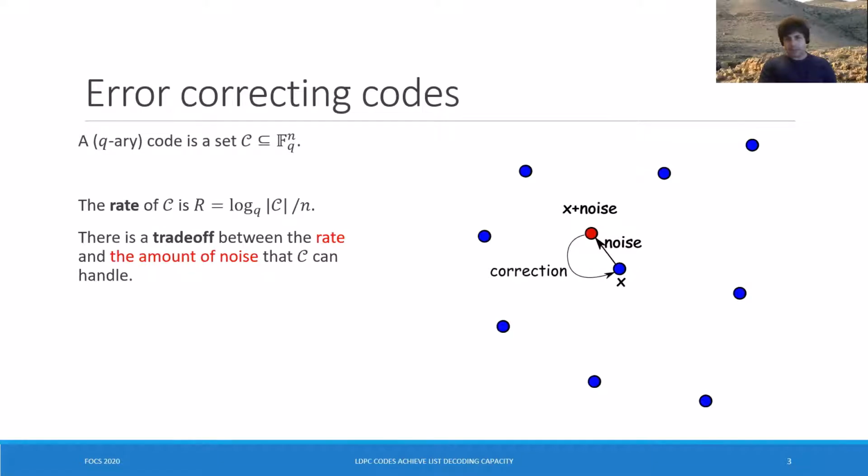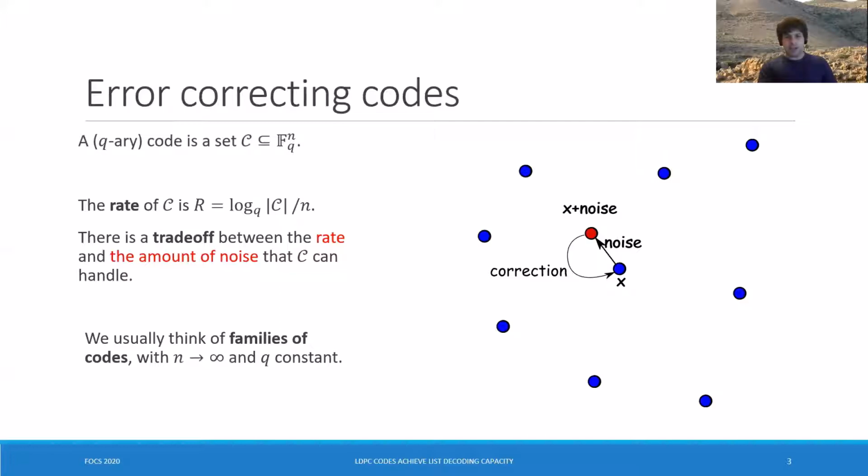The rate of the code is log of its size over n. And we want the rate of the code to be large because that allows for more efficient communication. But on the other hand, the larger rate means that there are more blue dots, so it is harder for Bob to correctly decode the received word. So in other words, codes of larger rate can also handle less noise, and that leads to an important trade-off.